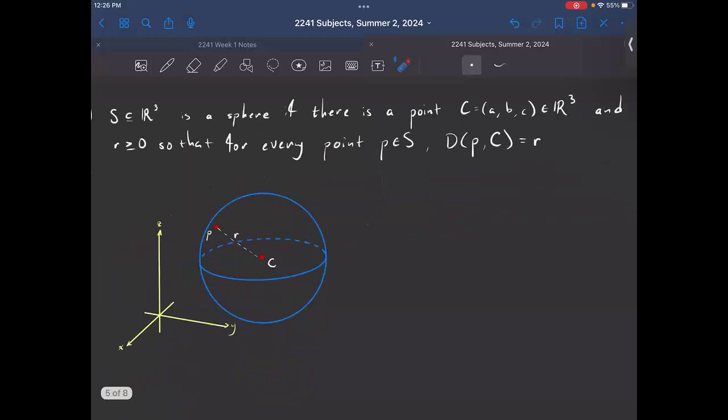So again, we have our three-dimensional coordinate system and a sphere drawn in here. And if I pick a point P on the surface of the sphere and draw a line segment to that point C, then no matter where I pick that P, could be over here, maybe over here, somewhere in the back, and draw a line to C, that line will have the same length, no matter what. And the claim is that if there is such a point.